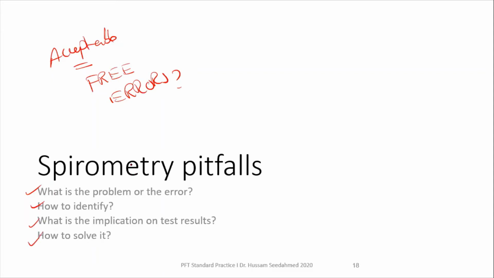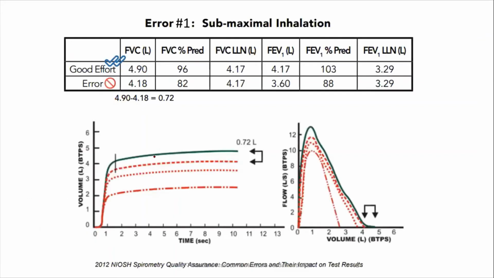So here there are a lot of pitfalls, and I will talk about the common ones from four aspects. What is the problem? How can you identify it? What is the effect of this problem on the results and how to solve it? Now the commonest problem you will face a lot is submaximal inhalation, also known as poor effort.